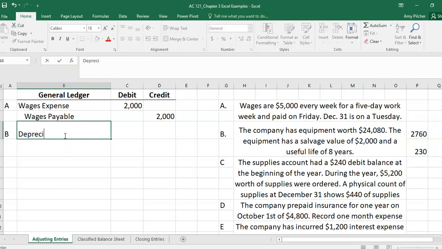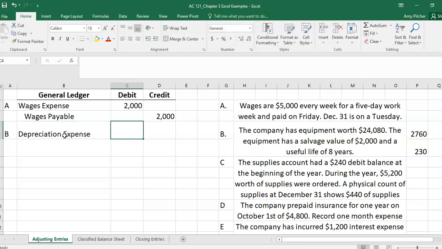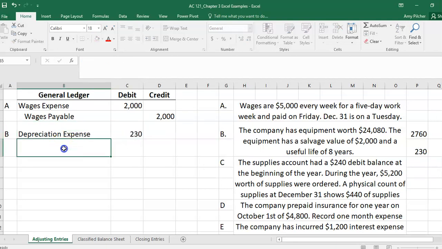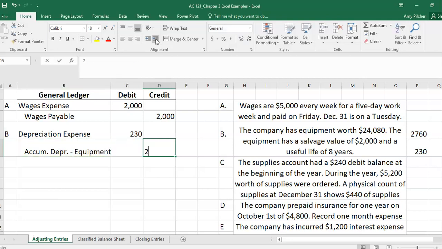We record a depreciation expense of $230, and we save our depreciation expense in an account called accumulated depreciation. This is tied to our equipment account because it's for equipment. So we would have a separate accumulated depreciation account for each asset that we depreciate over a useful life. That accumulated depreciation account is called a contra asset account in that it reduces an asset account.